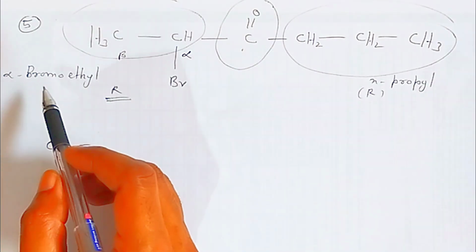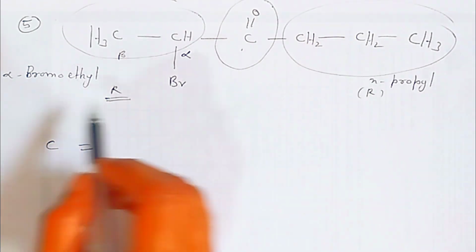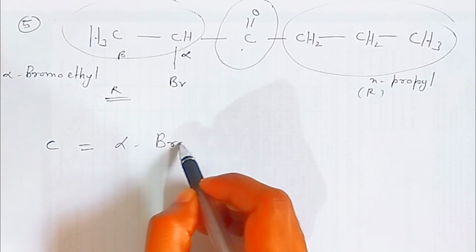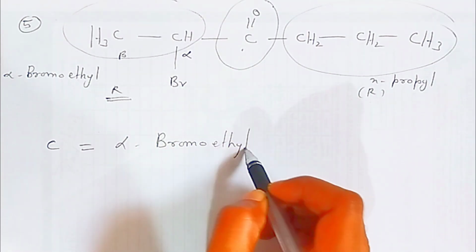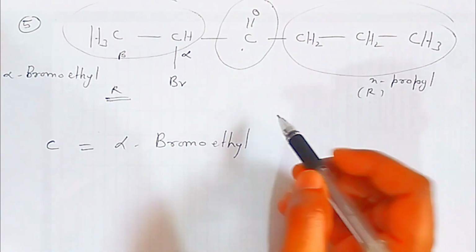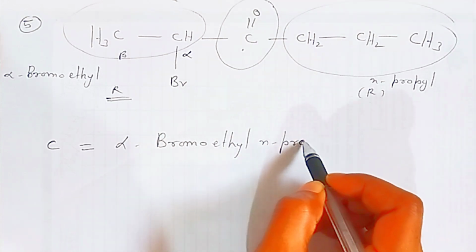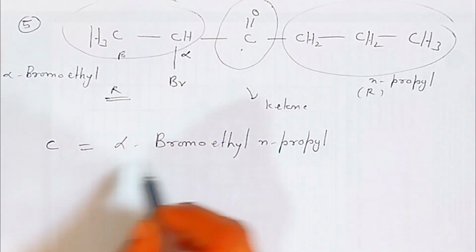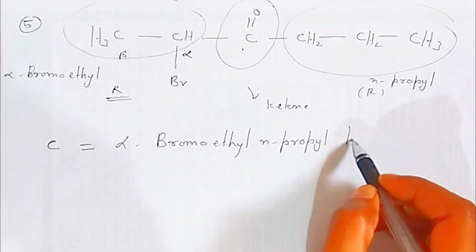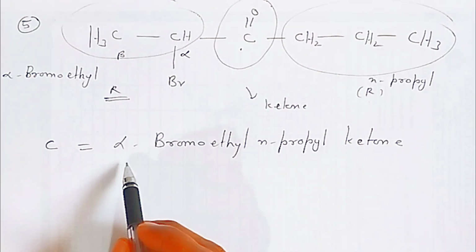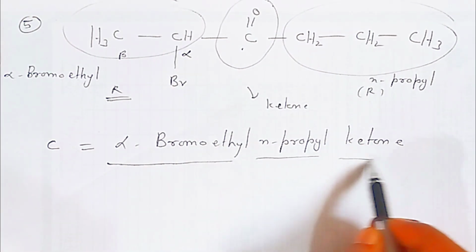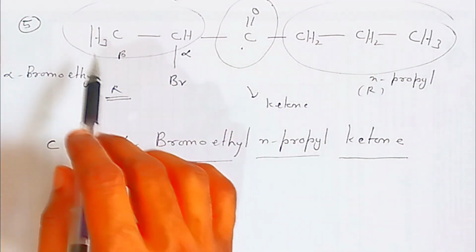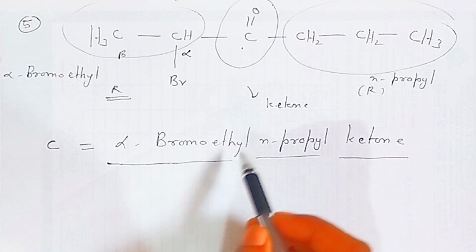So how are you going to know the order, students? You have to see the alphabetical order. So alpha bromo ethyl will come first. This is the first alkyl, and second you have N propyl. And this is called what? Ketone. So alpha bromo ethyl N propyl ketone will be the name of this molecule. So in the common system, the name of this molecule will be alpha bromo ethyl N propyl ketone.